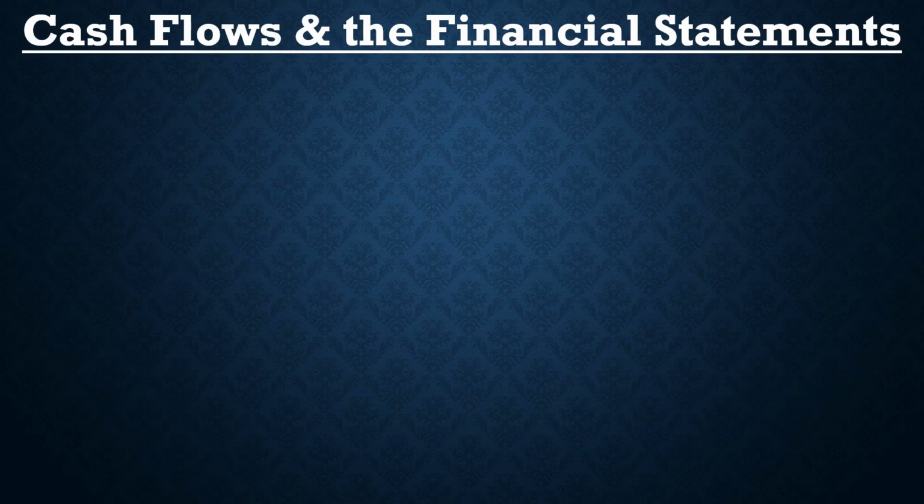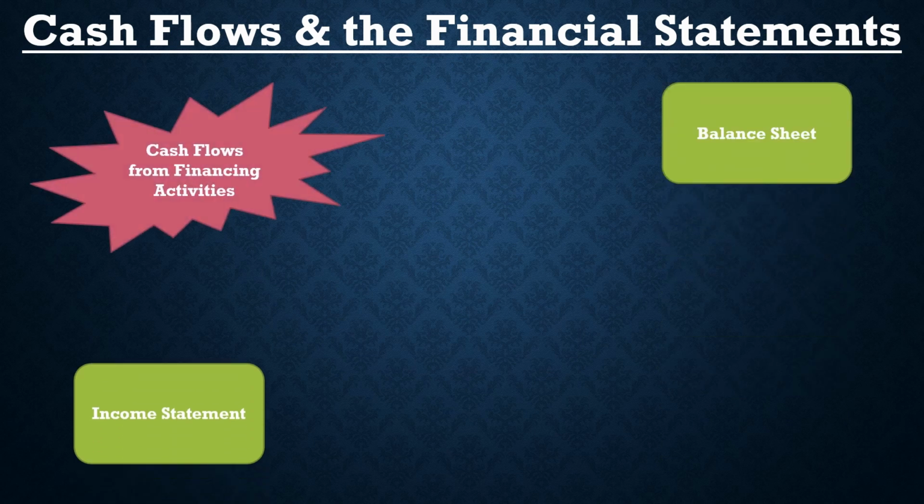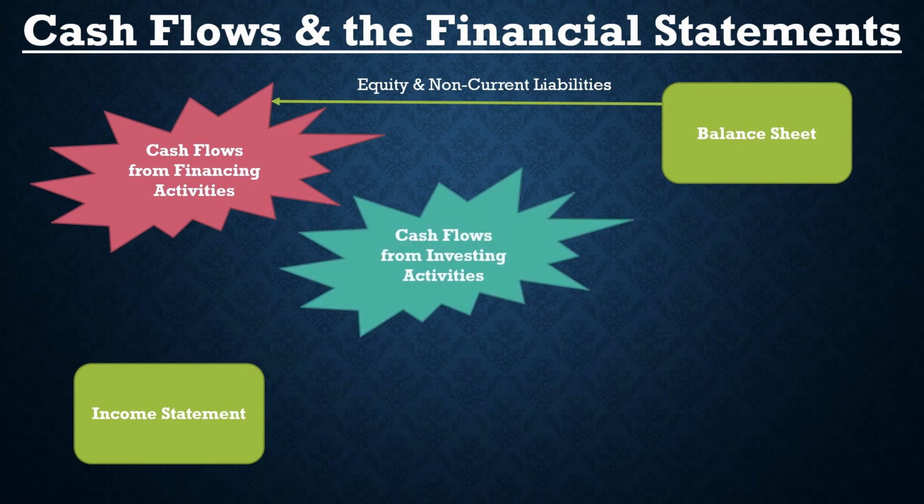Next, we consider how these various activities and their related cash flows relate to our balance sheet and income statement. First, we have cash flows from financing activities. These typically describe the cash flows related to the equity and non-current liabilities sections of our balance sheet. Next, we have the cash flows from investing activities. These typically describe the cash flows related to the non-current assets section of our balance sheet.